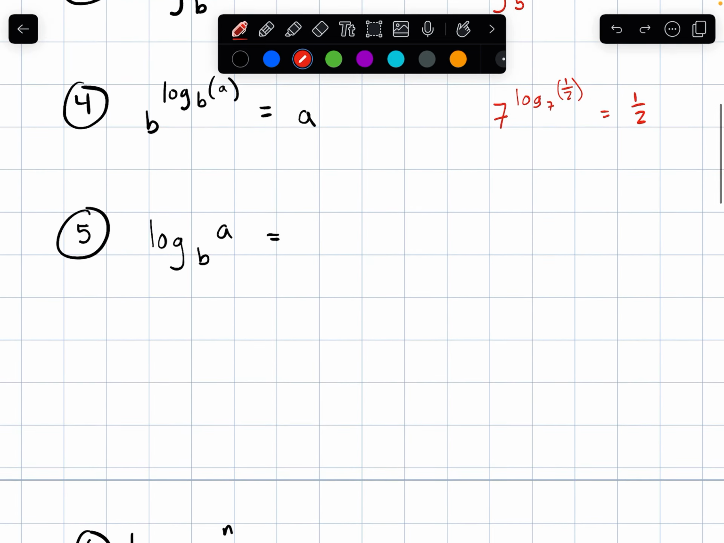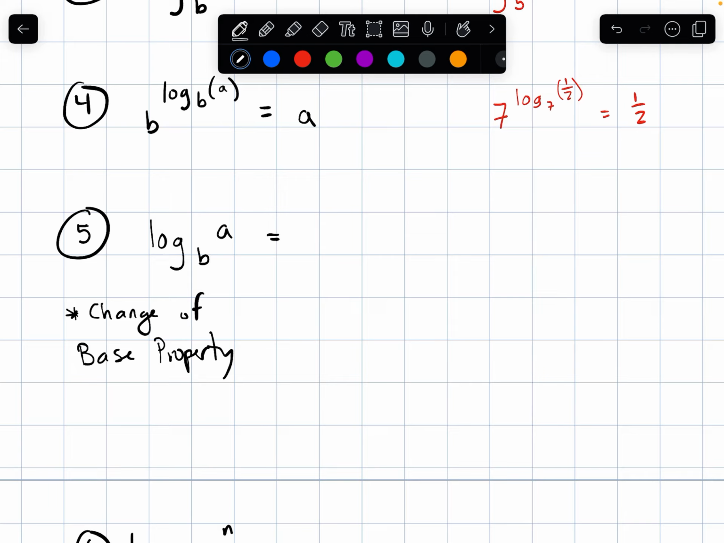Number 5, now number 5, we had a special name for this. We already talked about this one. This one's called the change of base property. We're going to use this in later sections when we're solving logarithmic and exponential equations.